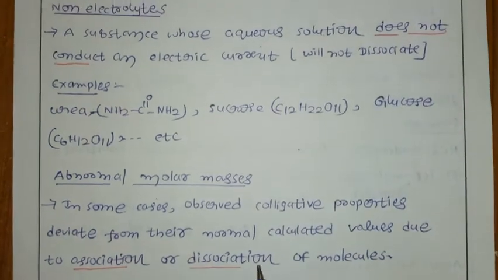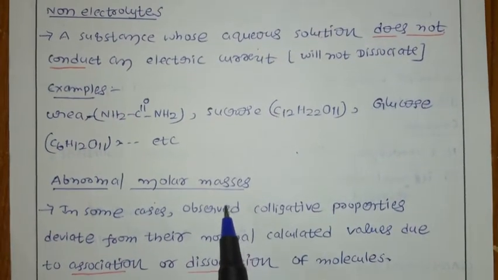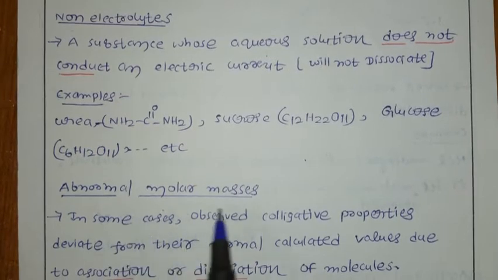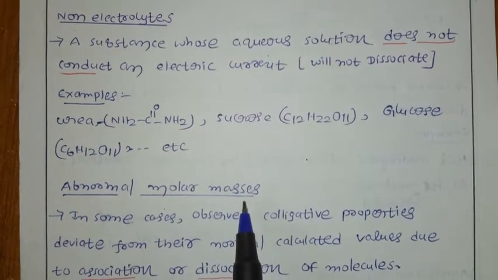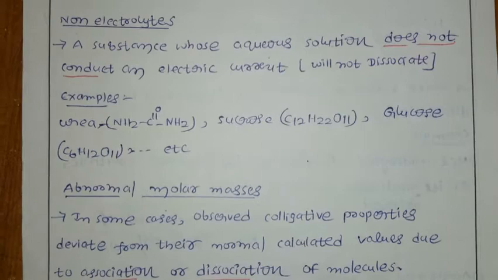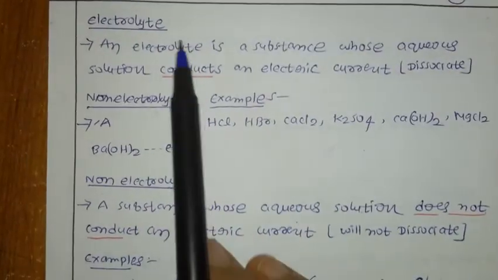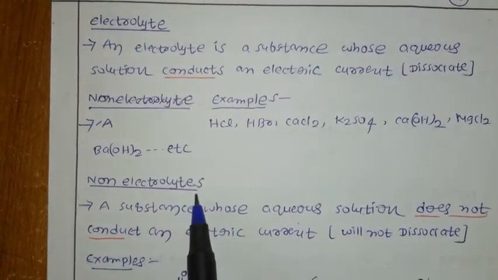Hello students, in the last video we discussed colligative properties. Now let us discuss abnormal molar masses. Before going to that, we should know two definitions: what are electrolytes and non-electrolytes.